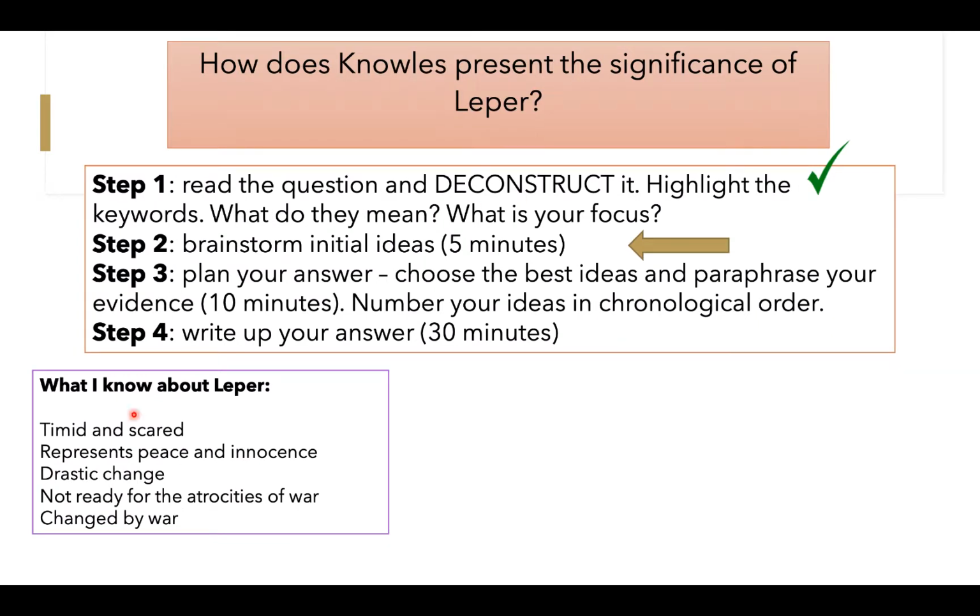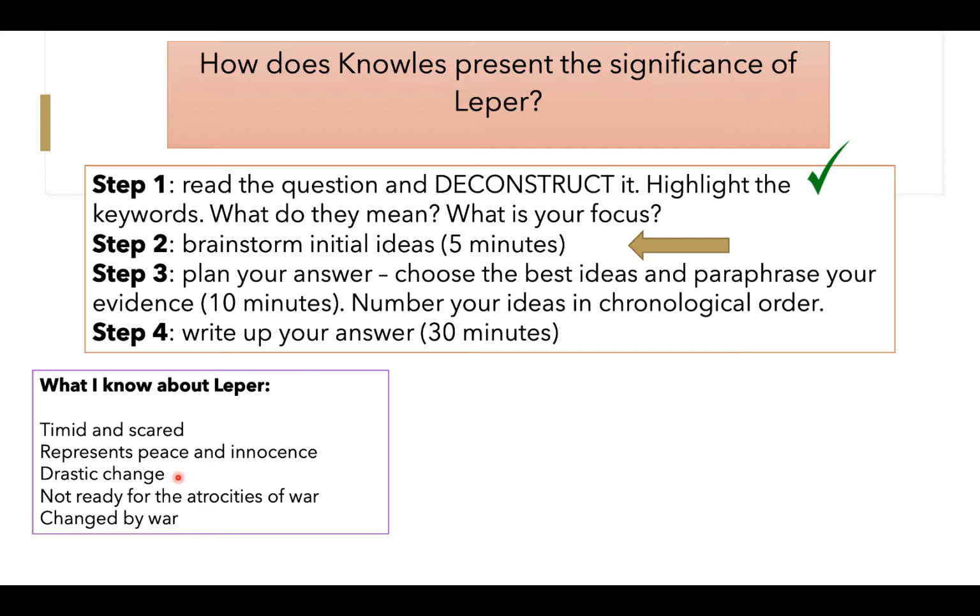Okay, so these are my initial ideas. So I just brainstormed anything I could think about in terms of my initial ideas. I didn't go beyond this because these are quite big ideas. So I didn't need to track every tiny little thing about Leper. I just went for the big ones because I know if I don't pick something big, then I'm not going to have enough to say about it. Now, my ideas actually did go in chronological order. They may not always for you, and that's fine.